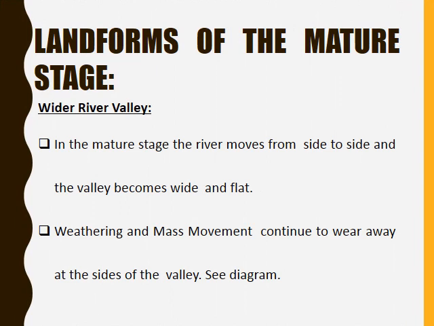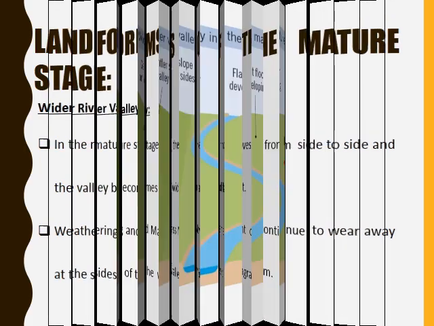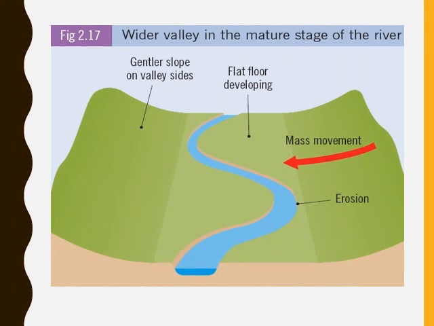Wider river valley. In the mature stage, the river moves from side to side and the valley becomes wide and flat. Weathering and mass movement continue to wear away at the side of the valley. See diagram. Here you can see in the diagram the wider valley in the mature stage of the river.